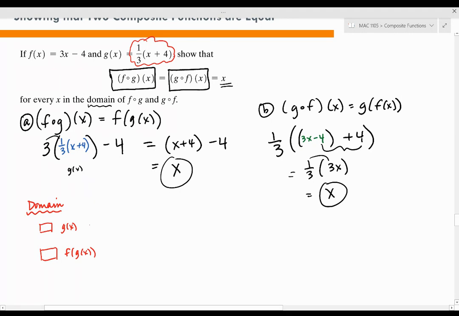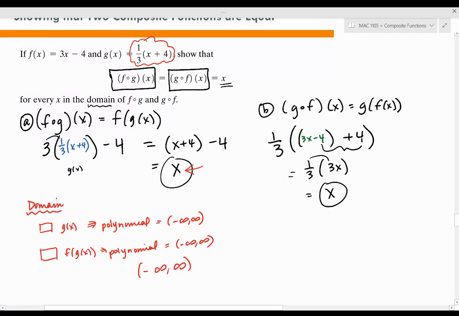So for a polynomial function, the domain is all real numbers. And then when we look at f composed of g, which is x, that is also a polynomial function, and the domain is also all real numbers. So for this function, the domain is all real numbers.